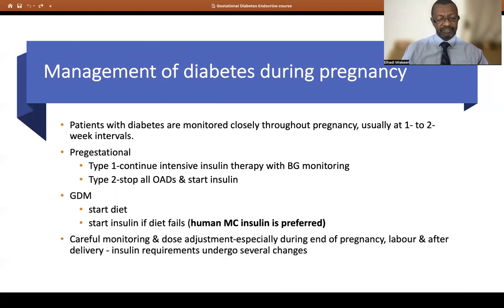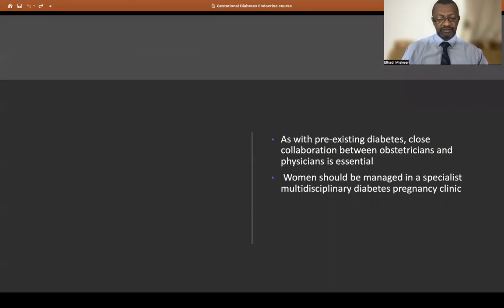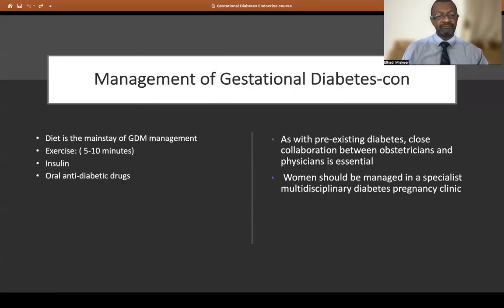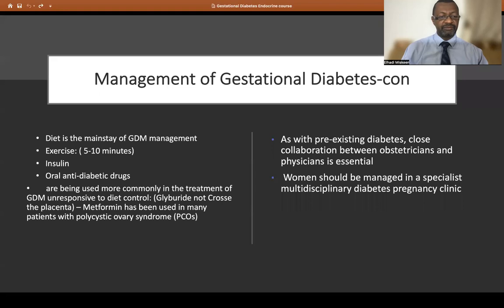Carefully monitor, especially during the end of pregnancy, labor, and after delivery. Insulin requirement undergoes several changes during this period. So diet is a mainstay of GDM management.